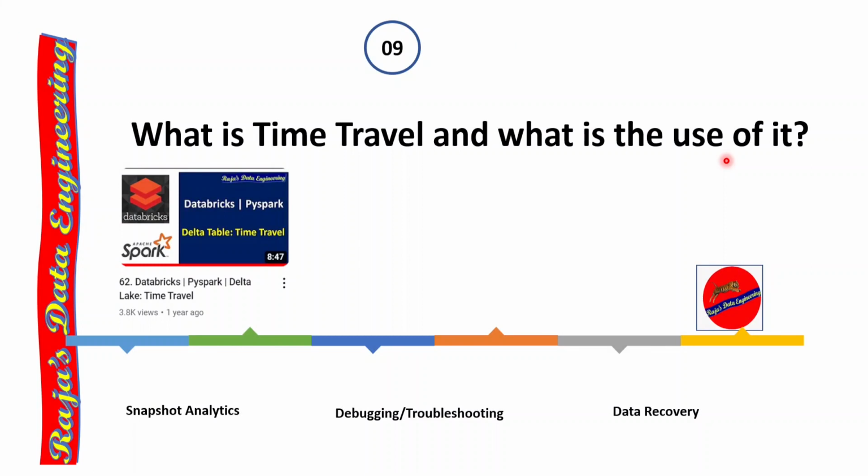Moving on to the next question, what is time travel and what is the use of that? Time travel is nothing but snapshot analytics, which means we want to analyze our data from a past date. Then with the help of time travel, we can go back to the previous version and perform the analytics. This is mainly suitable for debugging and troubleshooting. In case our system is messed up, the latest execution got messed up, then we can verify and do certain analytics in the past. Then based on that, we can perform data recovery, or we can take the necessary steps. That is the use of time travel.